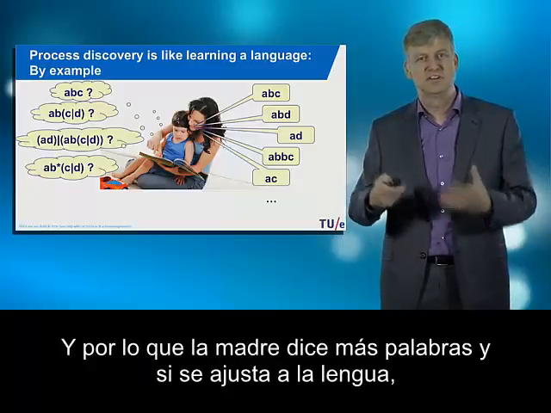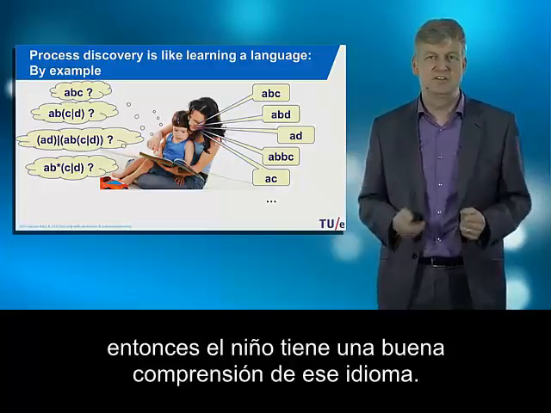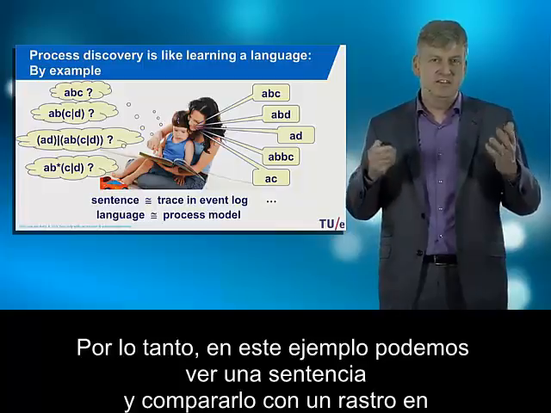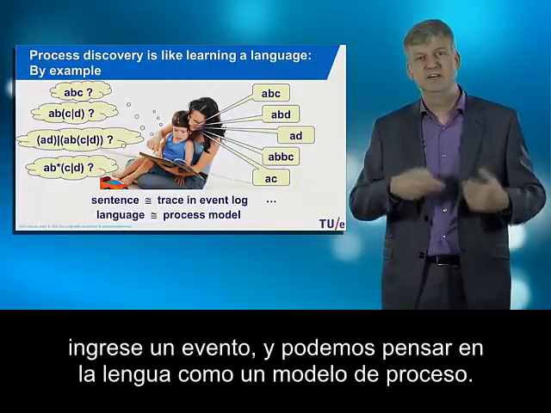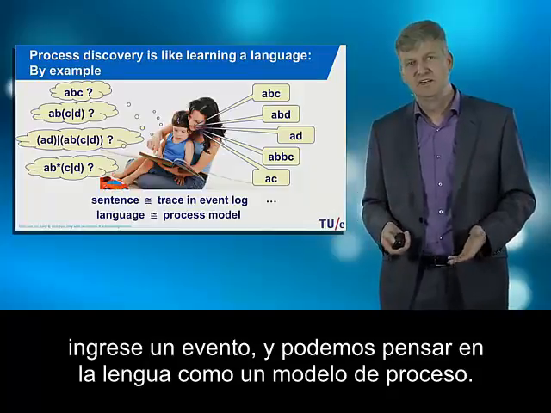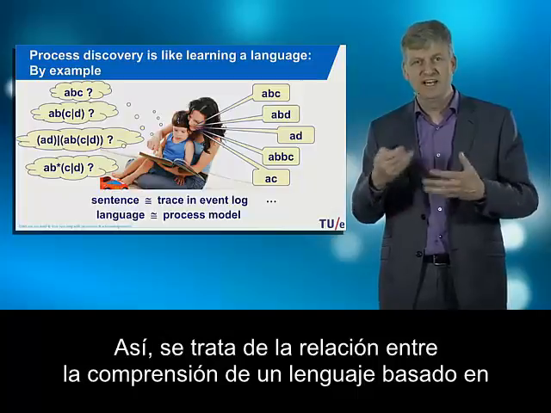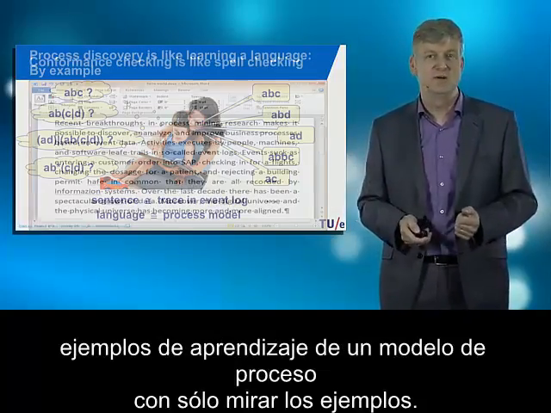And so the mother says more words, and if it fits into the language, then the child has a good understanding of that language. So in this example, we can see a sentence and compare that to a trace in an event log, and we can think of the language as the process model. So this is the relationship between understanding a language based on examples and learning a process model just by looking at examples.